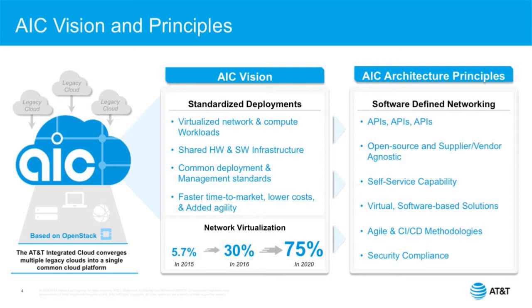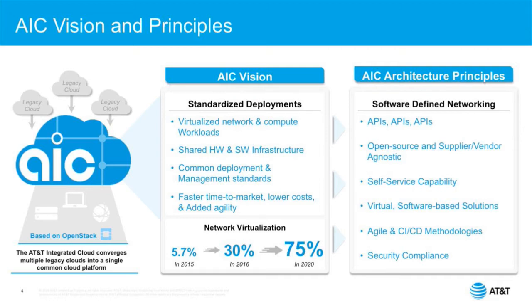So what we've done is created this concept called AIC. It is the convergence of those multiple cloud solutions that we started out with into a common cloud platform. And for us at AT&T, that common cloud platform is AIC, AT&T Integrated Cloud. Our vision is a high priority on our virtualized network functions. And we've set out some pretty tall goals.